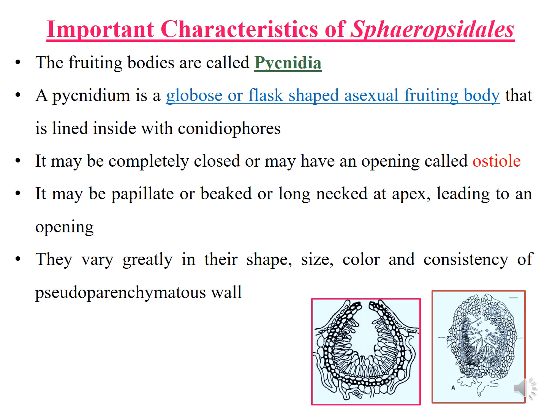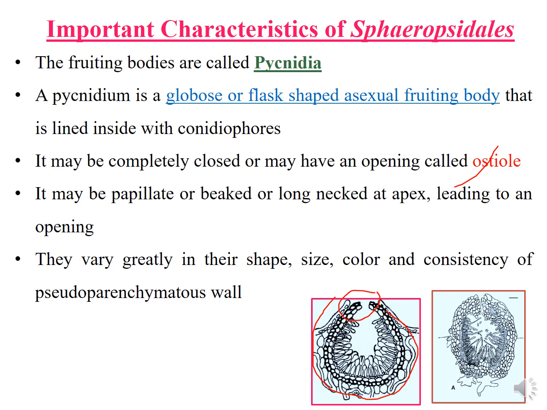The pycnidium is a globose or flask shaped asexual fruiting body which is lined inside with conidiophores. Conidiophores may be present, may not be present, but here you can see it is a pycnidial body. Inside it is lined with the conidiophores on which conidia are produced. So it may be completely closed or may have an opening. Here you can see the opening. This opening is known as ostiole. Sometimes it may be completely closed without having any opening.